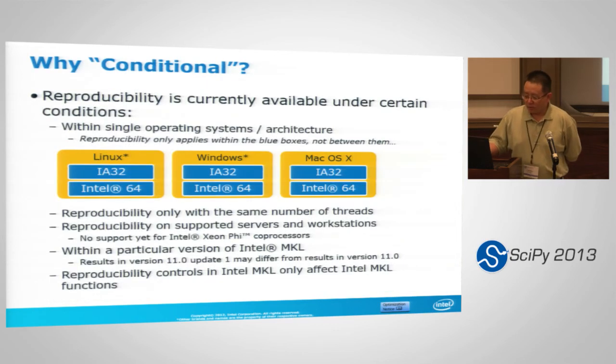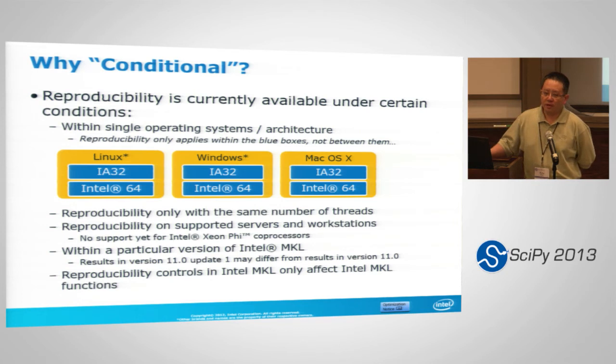Okay, so we call this feature conditional numerical reproducibility. Why conditional? Because it does come with a lot of strings attached. We cannot guarantee identical results in every situation. For example, we do not guarantee reproducible results across operating systems or same results between 32-bit or 64-bit. We don't even guarantee same results when you run a different number of threads.